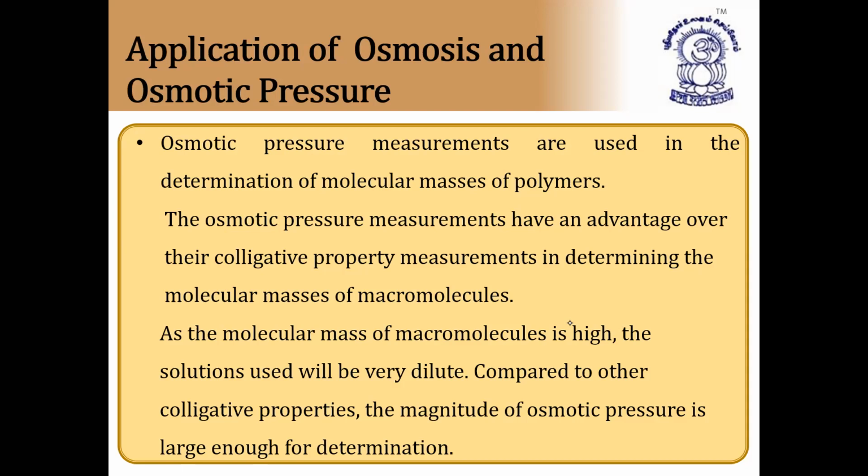the solutions used will be very dilute. Compared to other colligative properties, the magnitude of osmotic pressure is large enough for determination. So we'll use osmotic pressure, due to which we can find out the molecular mass of macromolecules such as polymers, which have high molecular masses.